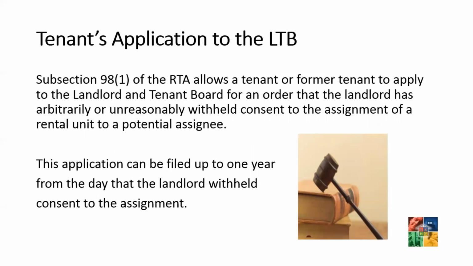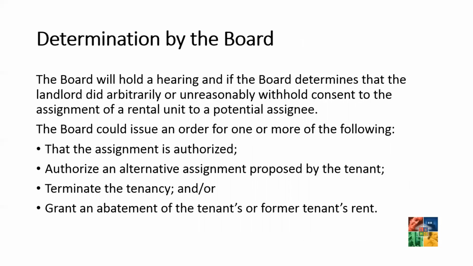If the tenant feels that the landlord arbitrarily or unreasonably withheld consent for an assignment, the tenant can file an application to the Landlord and Tenant Board. A hearing will be held by the board to determine if the landlord was unreasonable. The board has the power to order one or more of the following: authorization of the assignment, authorization of a different assignment proposed by the tenant, termination of the tenancy, and an abatement of the tenant or former tenant's rent.